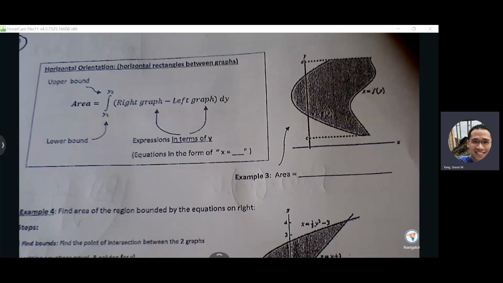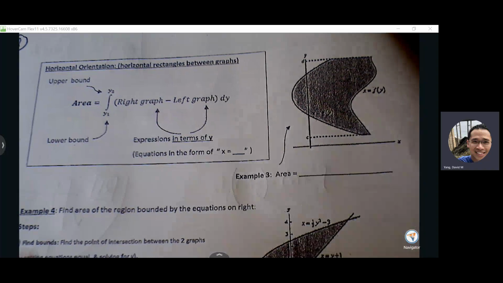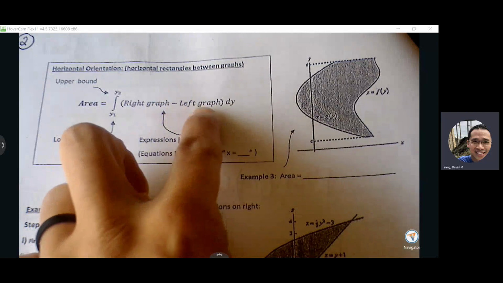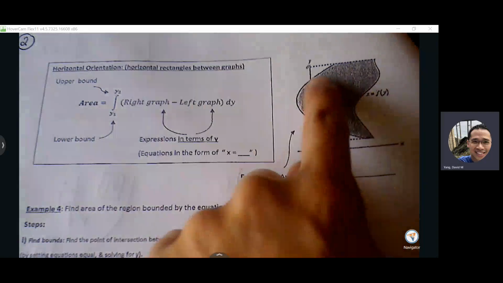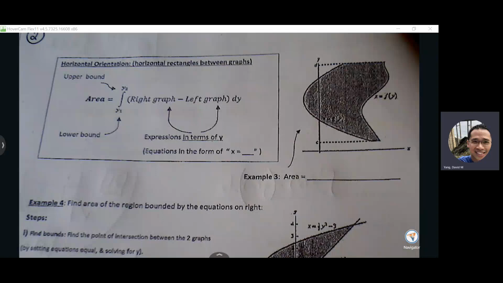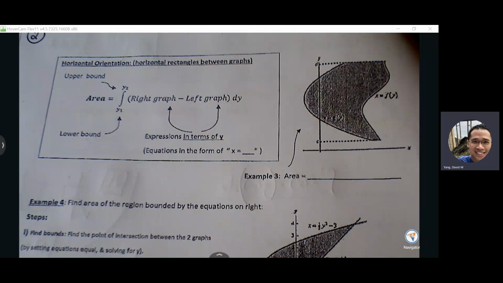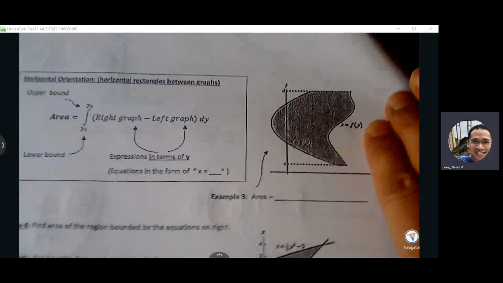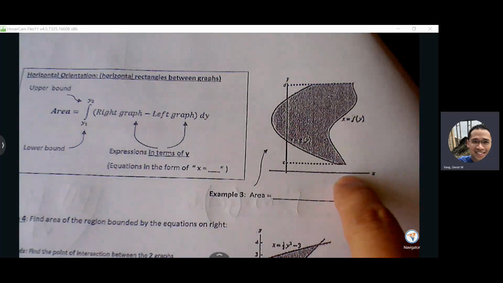Now, if we're dealing with functions, we're always going to do top minus bottom. But now we may be working with equations that are not functions, okay? Equations that don't pass a vertical line test, but we can still find the area between these two equations that are not functions if we make these certain adjustments.